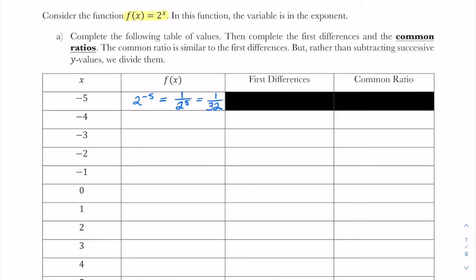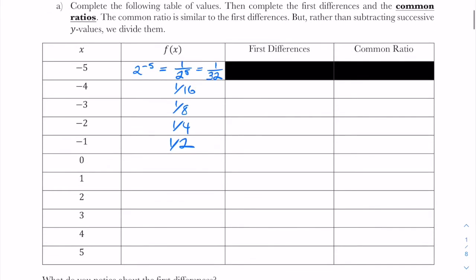Carrying on then in this manner, your y values should be the following: 1 over 16, 1 over 8, 1 over 4, 1 over 2. Then 2 to the exponent 0 is 1, 2 to the exponent 1 is 2, 2 to the exponent 2 is 4, etc. We basically just keep multiplying by 2. So 8, 16, 32. Those are the y values that you should have got.